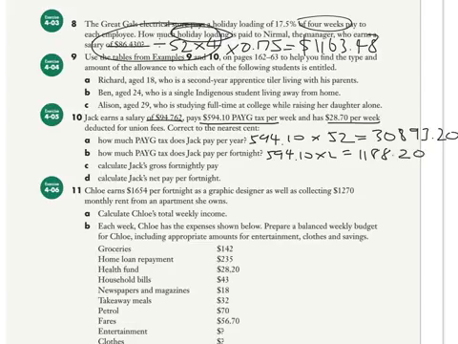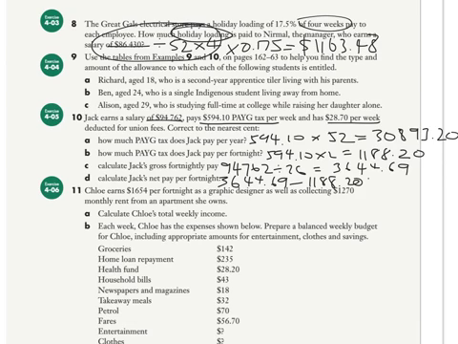Jack's gross fortnightly pay would be his salary divided by 26. Now his net pay will be his gross, take away his tax per fortnight, take away the union fees, which are per week, so we need to just double those. And he's left with 2,399.09.